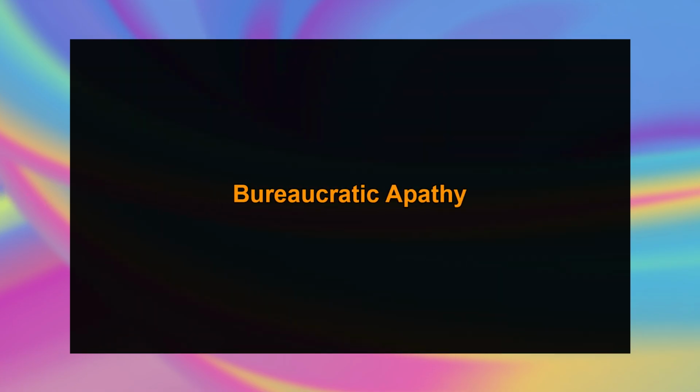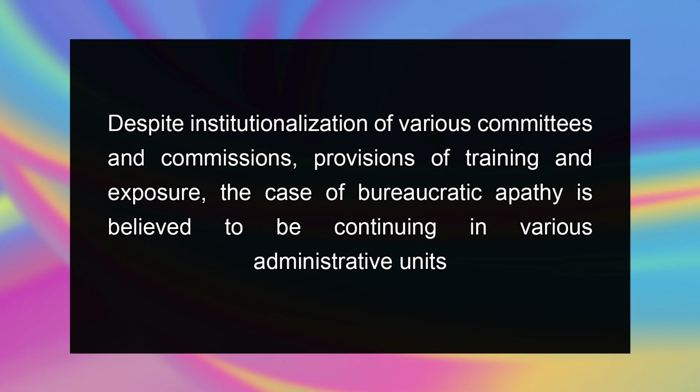Number three, bureaucratic apathy. Increasing gaps between targets and achievements in the matters of planning and program implementation mark the era of bureaucratic apathy in India. Despite institutionalization of various committees and commissions, provisions of training and exposure, the case of bureaucratic apathy is believed to be continuing in various administrative units.